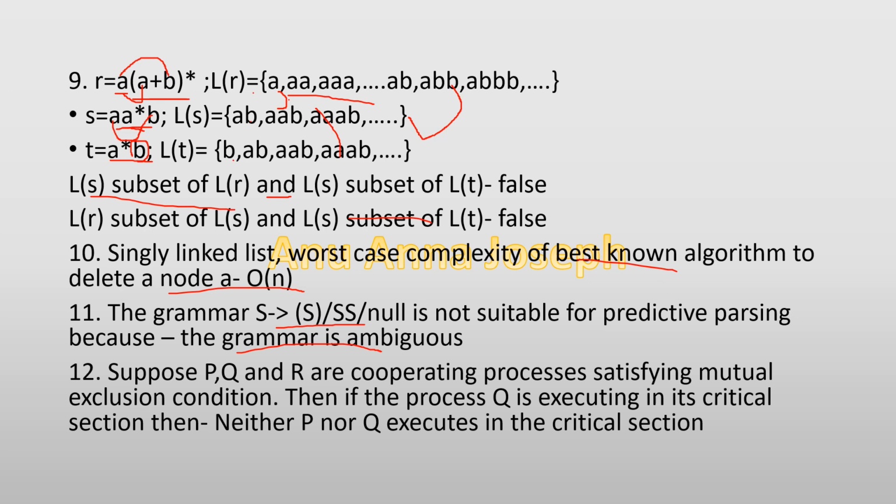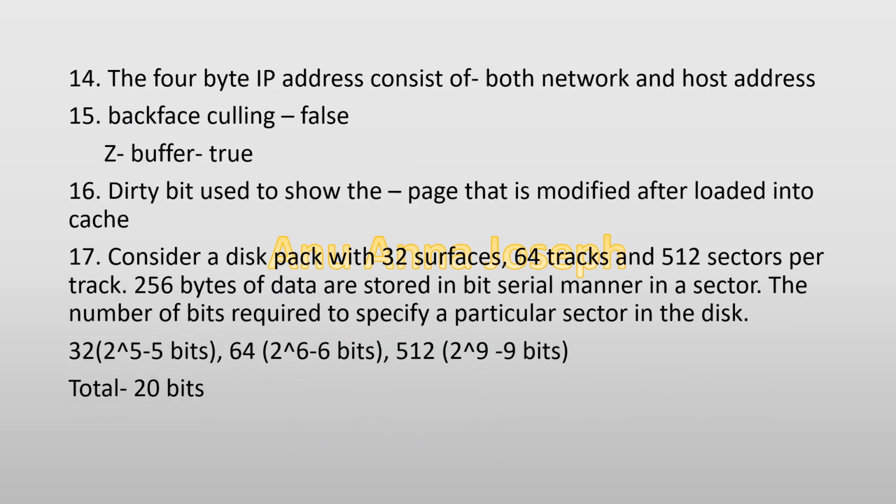So that's the answer. The next is, suppose P, Q, R are cooperating processes satisfying mutual condition. Then if the process Q is executing in its critical section, then neither P nor Q executes in their critical section. The 4-byte IP address consists of both network and host address. Backface culling, regarding a statement was there regarding backface culling, which was false. It is given like object space method, image space method, which is false. Then set buffer statement is there, which is true. 30-bit is used to show that the page is modified after loading into caching.